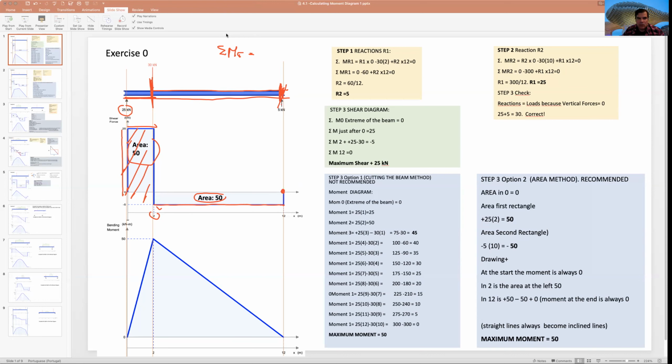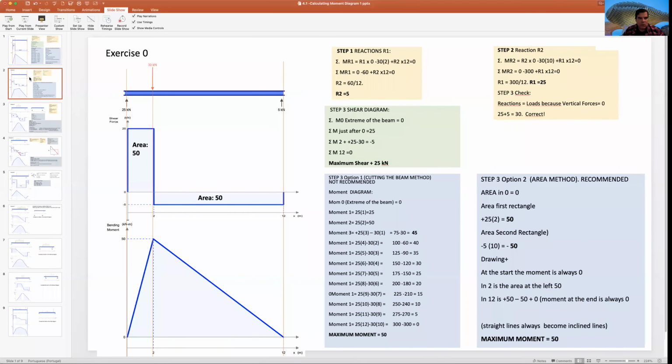Well, why do all these calculations when we can just calculate one area? I calculate the area, I know that it's 50, I go with an inclined line because it's proportional, and after I need to close in 0. And yes, the area is 50, that is no mistake, I close in 0. And my diagram is ready.